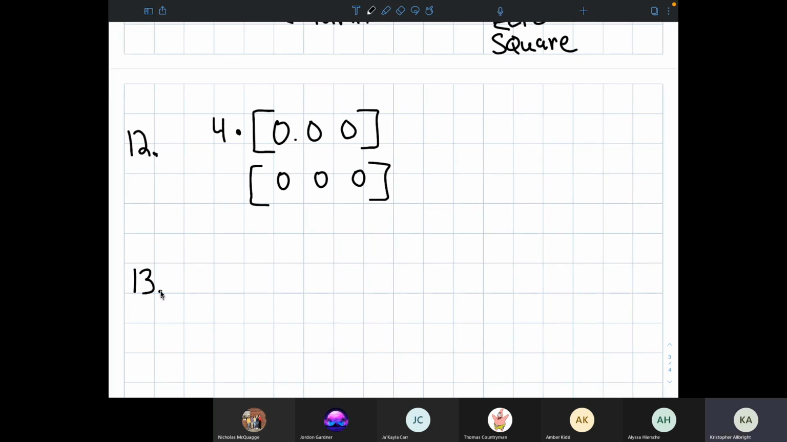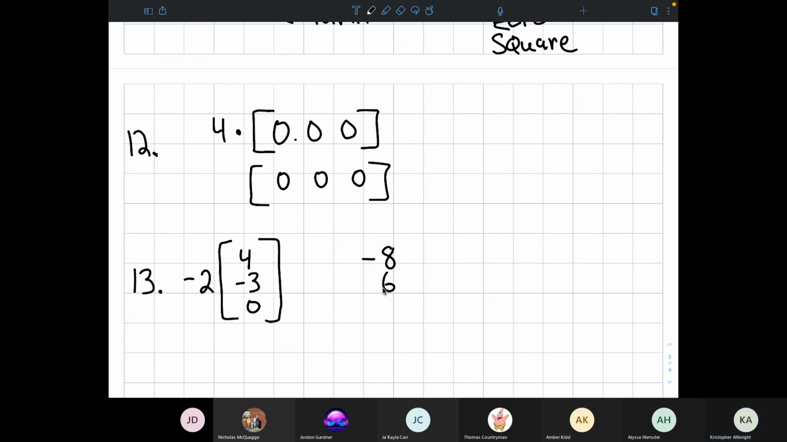So let's look at 13. -2A, and I'm just writing matrix A out here. 4, -3, 0. Okay, so when we multiply, we're just multiplying each element by it, and we're putting it in the same place. So the matrix isn't going to change shape when you multiply. So when we multiply, we'll get -8, 6, and then 0. So this is your answer.